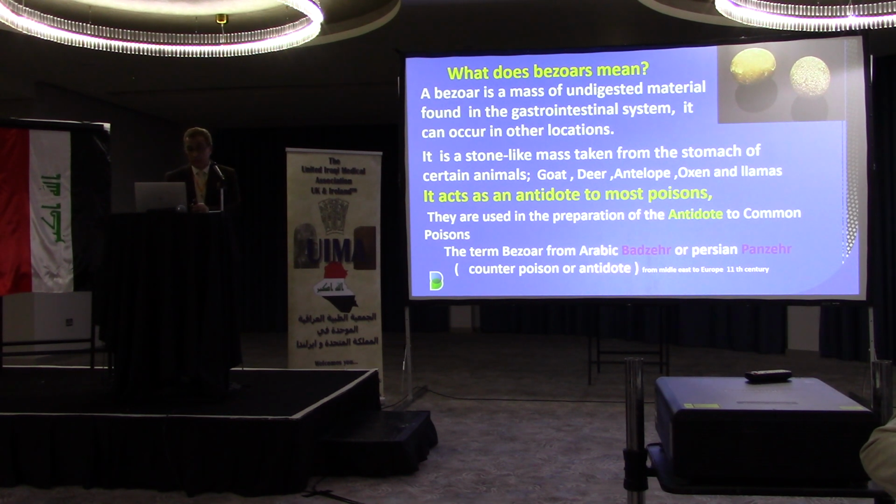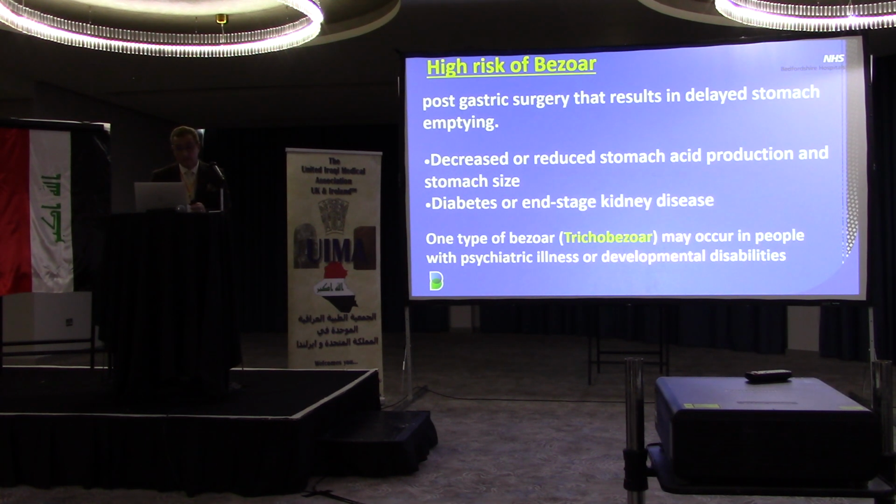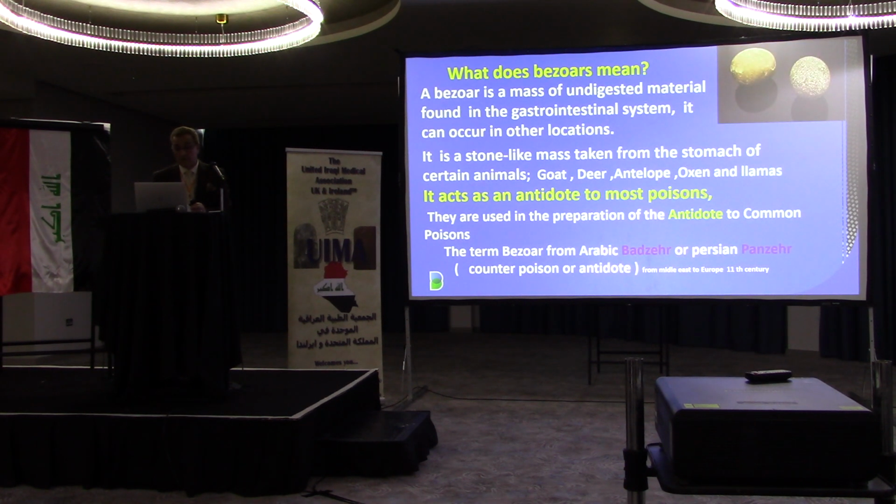So just a few slides about the bezoar. I think we still have time. Okay. So a bezoar is a mass of undigested material found in the gastrointestinal system of many animals and can be found in other locations. Sometimes it is stone-like material, and it was used as an antidote. For so many years they used it as anti-poison. And by the way, the term bezoar may be from Arabic, as said in the literature, not from me. In the literature it is said to be from bad zahar, or the Persian word pan zahar.